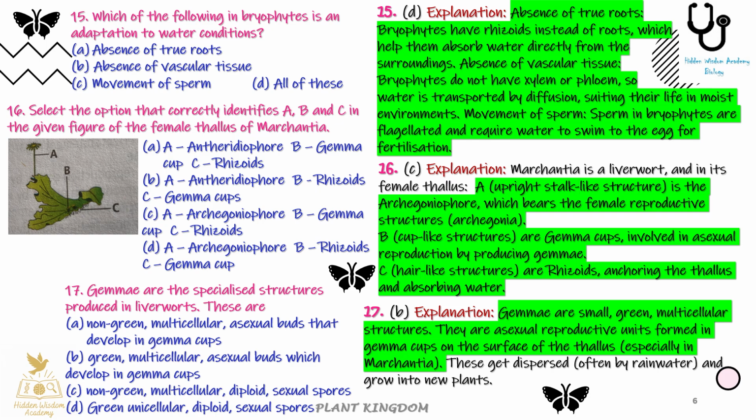Explanation: gemmae are small, green, multicellular structures. They are asexual reproductive units formed in gemma cups on the surface of the thallus, especially in Marchantia. These get dispersed, often by rainwater, and grow into new plants. So, option B is the correct answer.